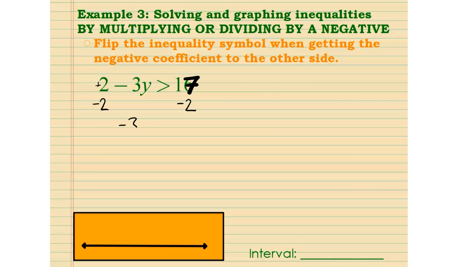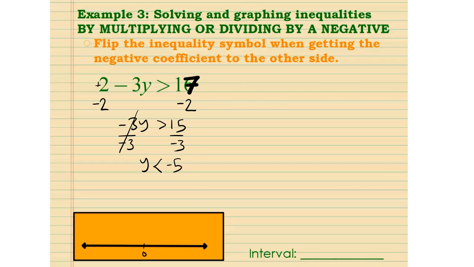We will have negative 3y is greater than 15. We will divide each side of the inequality by negative 3. Negative divided by negative is positive 1. 1 times y is y. Because we divided the inequality by a negative number, we need to change the direction of the inequality. Positive 15 divided by negative 3 is negative 5.